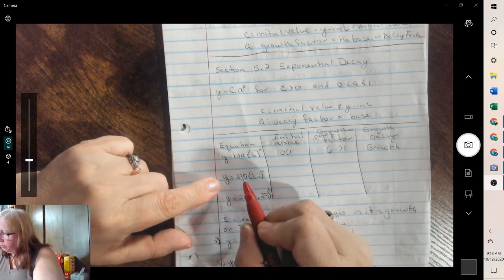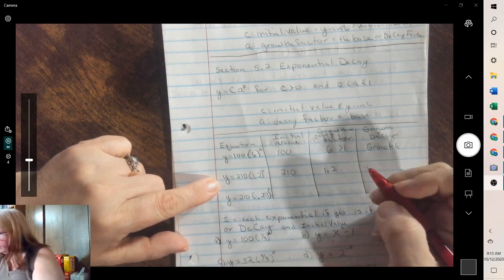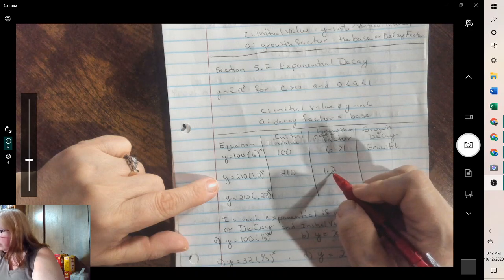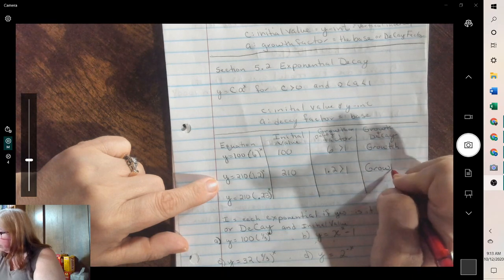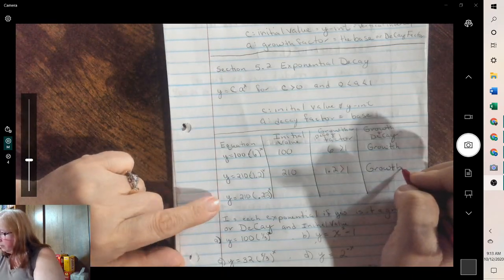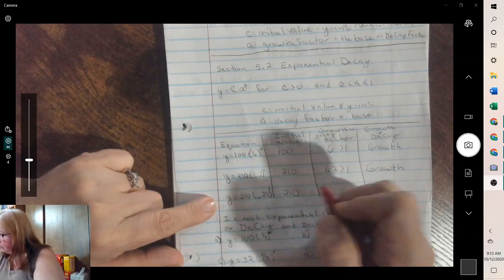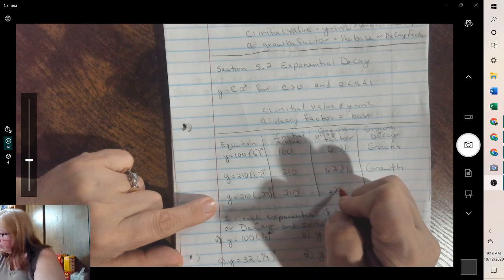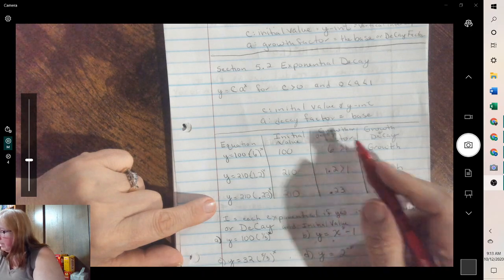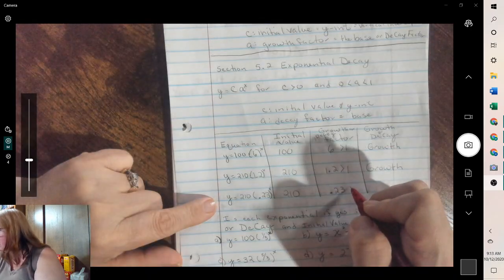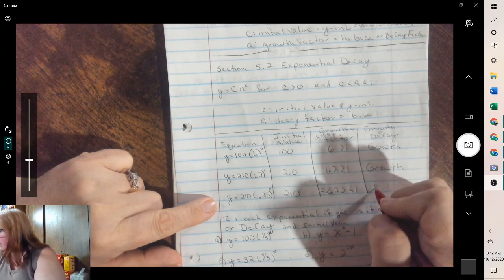This one, our initial amount is the 210 because the 1.2 has the exponent on it, so it's the growth or the decay. Since again this one is greater than 1, it is a growth. This one, initial value again is the 210. The decimal 23 hundredths is the growth or decay factor. In this case, this is between 1 and 0, so it's a decay.